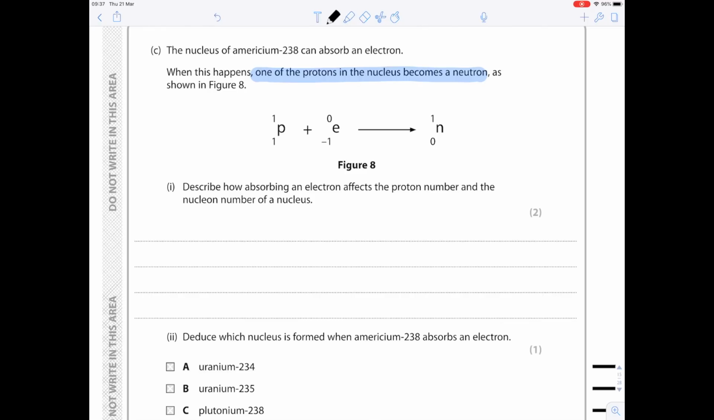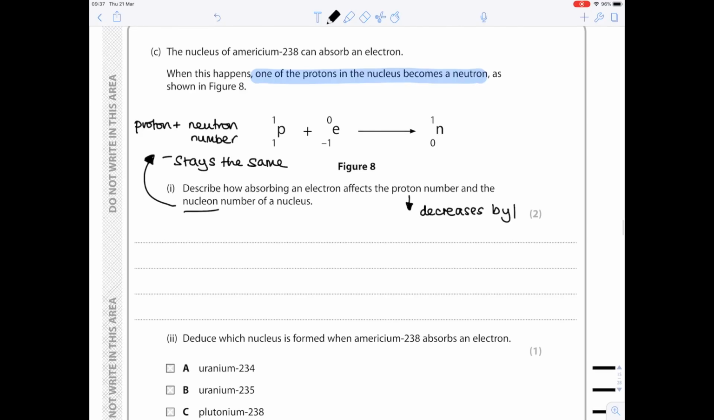So clearly, in terms of what happens to the proton number, we've lost 1, so it decreases by 1. And notice that the nucleon number is everything you find inside the nucleus of an atom, so it's made up of both the proton and neutron number. So although you've lost a proton, you've gained a neutron, so actually it will stay the same, the nucleon number. And we're going to write that in the answer box.